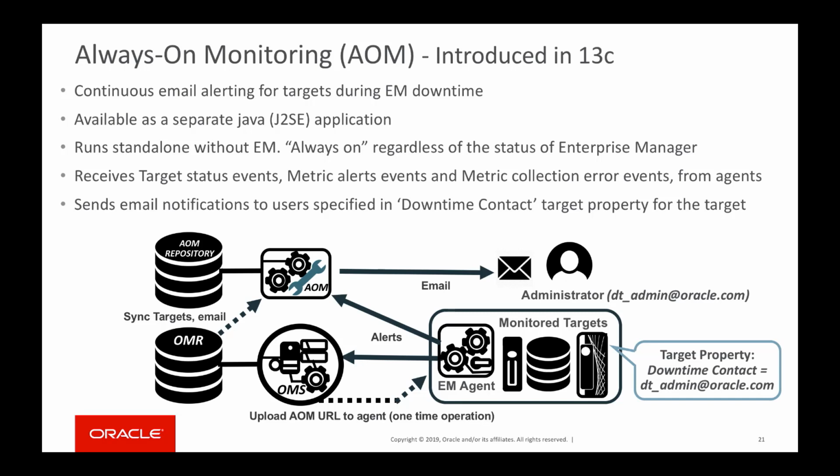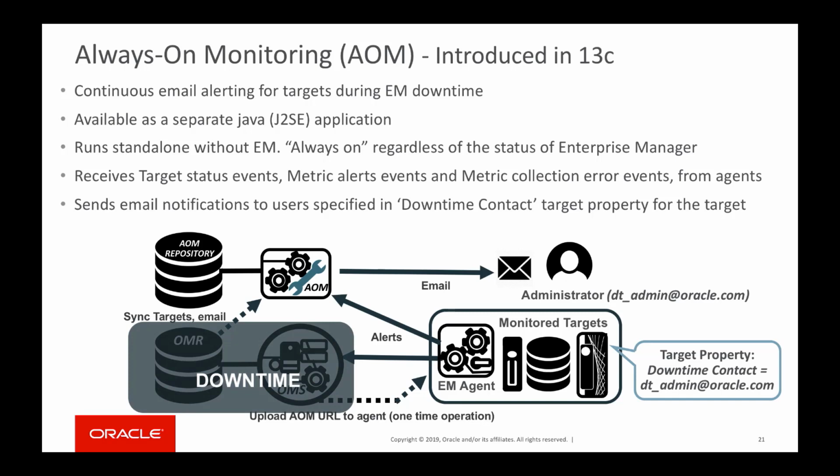The diagram in the bottom side of the screen shows the AOM architecture. You can see that AOM sits on top of the EM topology, having a dedicated repository. Agents send alert information to both AOM and OMS. AOM does not talk to OMS; it only synchronizes with OMR to get the email addresses of the downtime contacts and target metadata information. So it is completely independent from EM operation. Therefore, when EM is brought down for its planned downtime, AOM continues to run, receive alerts from agents, and send email notifications to administrators.